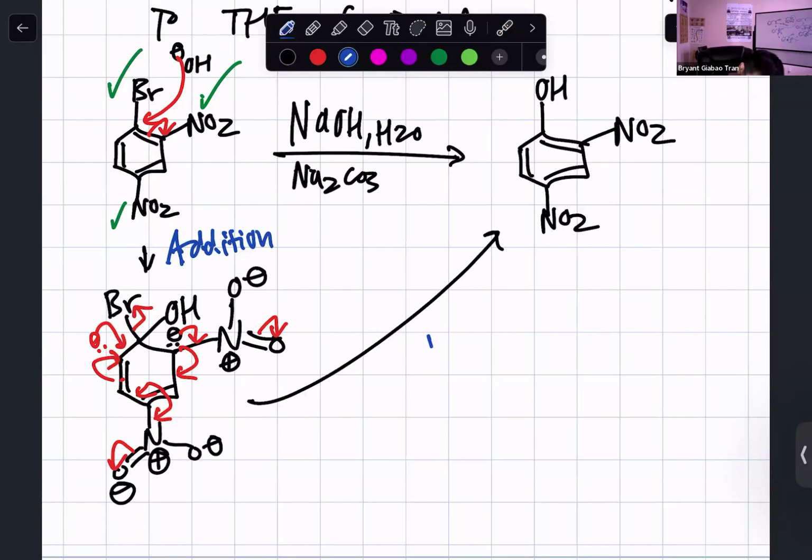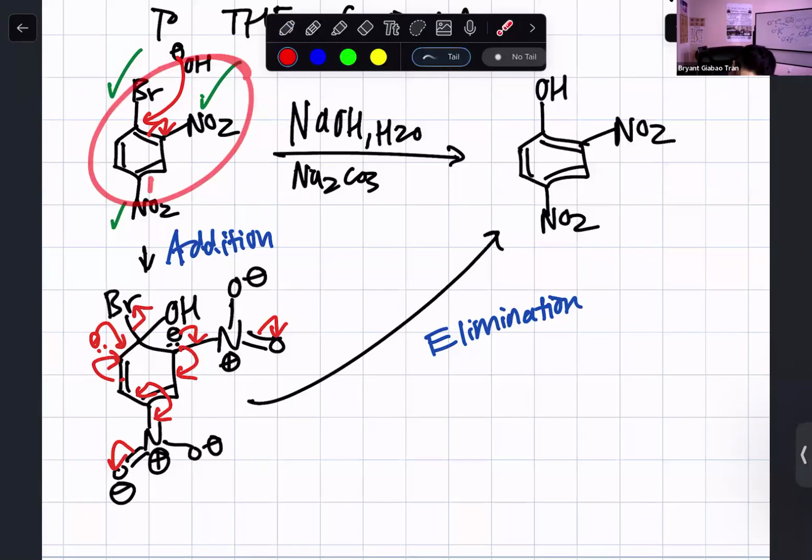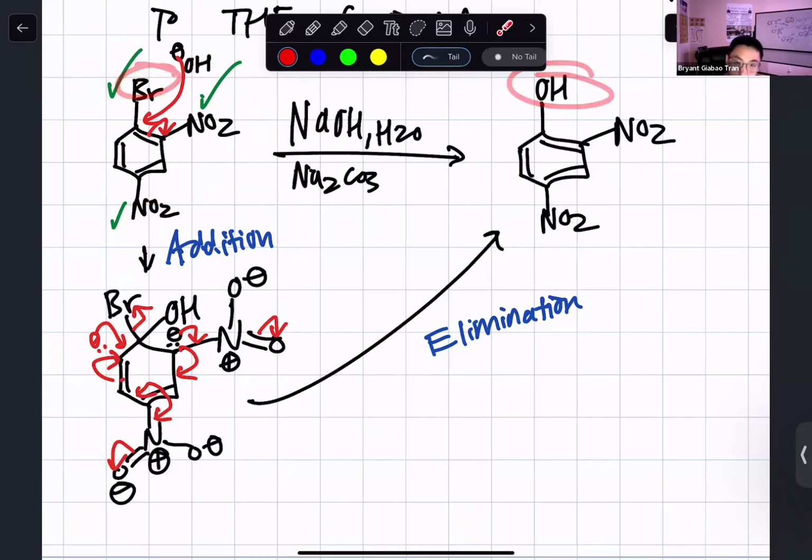And then the second step, elimination. The first step, we added the nucleophile into the molecule. The second step, we eliminated the leaving group from the molecule. Addition, elimination, aka substitution. We added the nucleophile, we eliminated the electrophile. We substituted the nucleophile with the electrophile, like that.